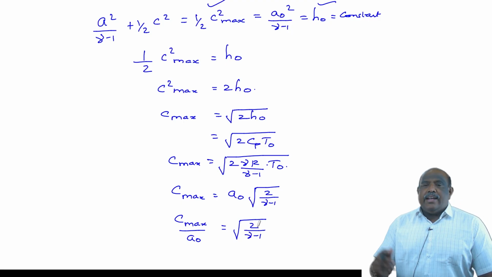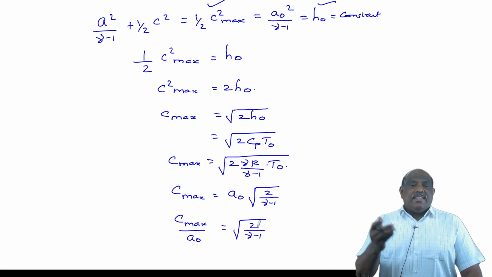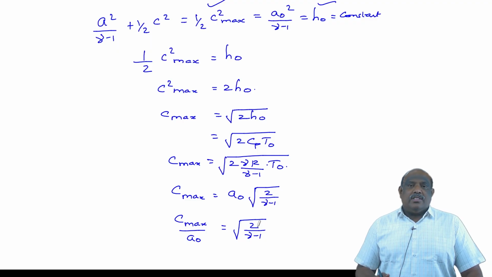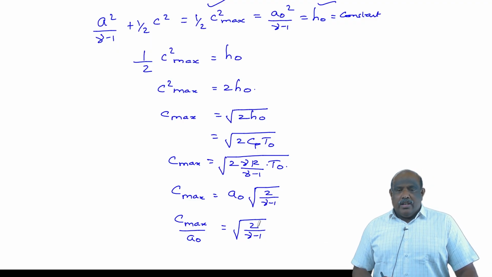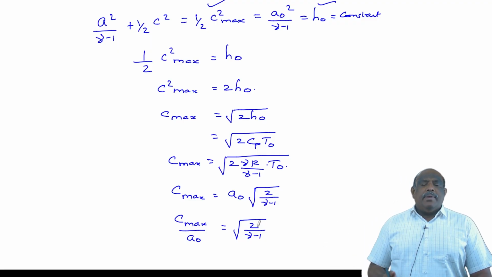The right hand side is nothing but a constant. C max is also a constant. A naught is also a constant. So constant by constant should be equal to a constant. So if you are going to divide, you will get some numbers for air.